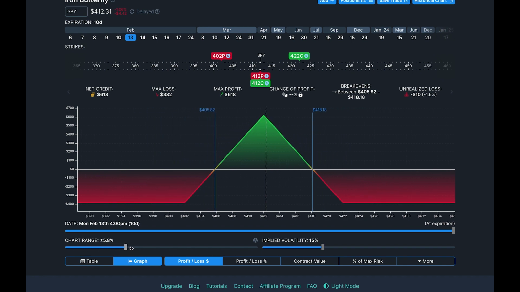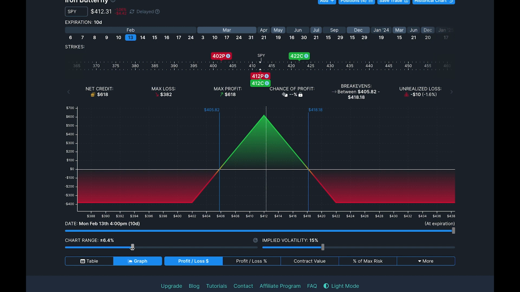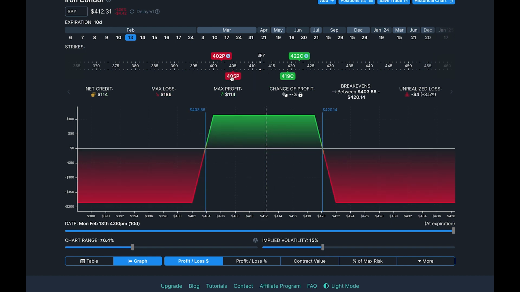This is what the profit and loss graph looks like for an iron butterfly or an iron fly. So there's a lot of profit that can be made if the price stays exactly where it is by expiration. That's the max profit. So if we were to do something like this, where we go 3 strikes wide for an iron condor, this is your typical iron condor profit and loss that you're familiar with.